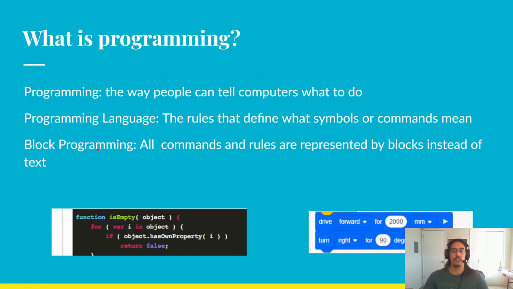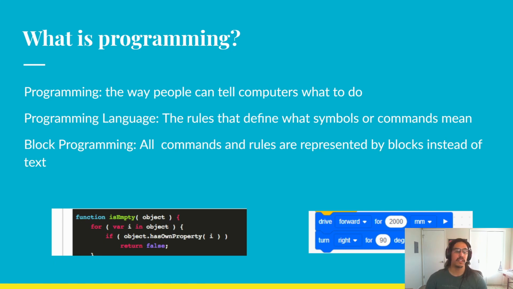So let's start with the basics. With our virtual robotics, we're going to be working mostly with programming our robot as opposed to building them. So what is programming? What does it mean to program a computer? Well, programming is just the way that we can tell computers what they need to do. You can think about it like talking to the computer in a way that it can understand. And just like how we can communicate with different people in different languages, there are also programming languages. A programming language is all of the rules that define what the symbols or commands mean to a computer.